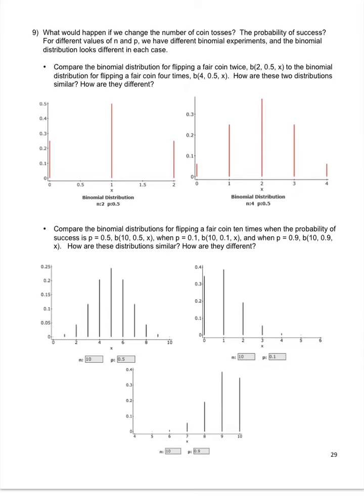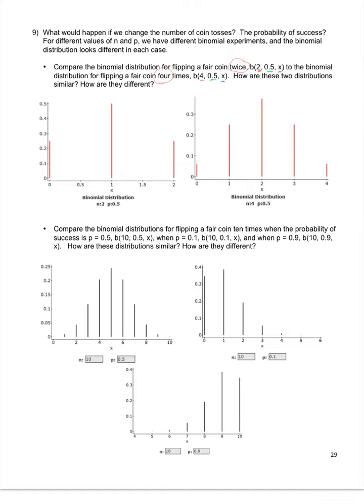Okay, number 9, what would happen if we changed the number of coin tosses or the probability of success? Well, for different values of n and p, we'll have different binomial experiments, and that means the binomial distribution looks different in each case. So in our first example, we're going to compare the binomial distribution for flipping a fair coin twice. Notice our number of trials is 2. And the binomial distribution for flipping a fair coin 4 times. So n is 4. Notice in both of these, probability of success is 0.5. And for now, we're leaving x undefined. So we're leaving open the possibility of what x can be.